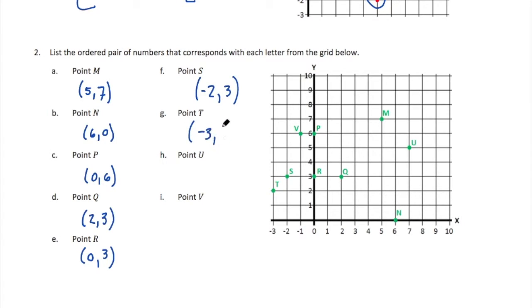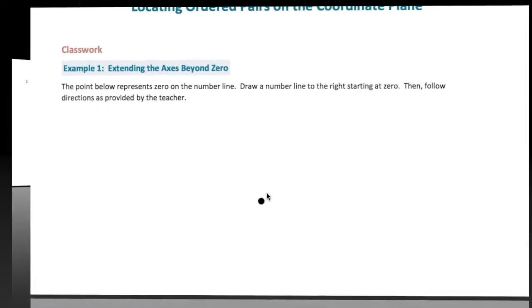Point T is negative 3, 2. Point U is 7 to the right and 5 up. And point V is negative 1, 6. That means 1 to the left and 6 up. So here negative is meaning left, just like negative could also mean down.